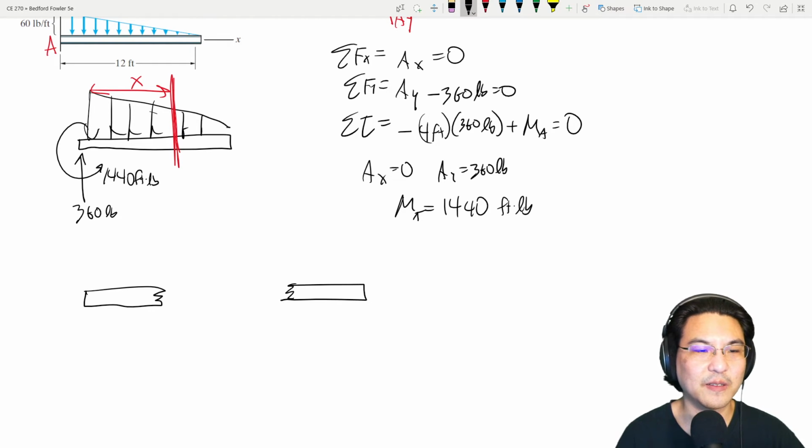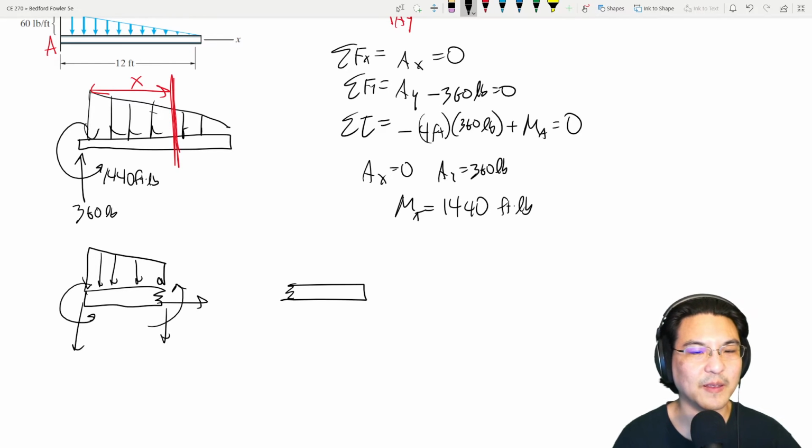the left section would look something like this, like that. Okay, and then the right section would look something like this. Okay.